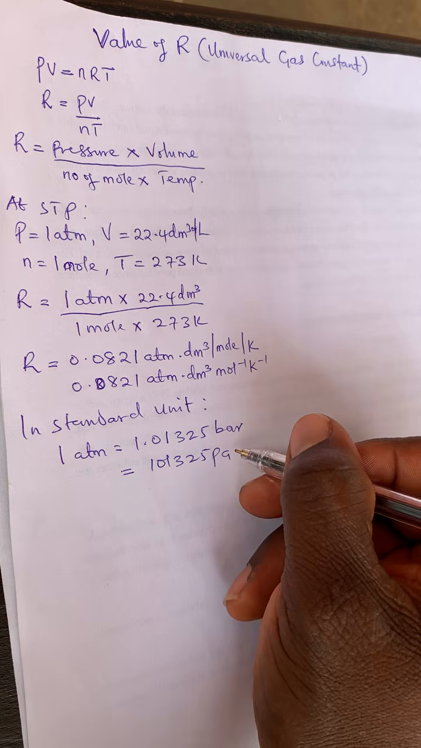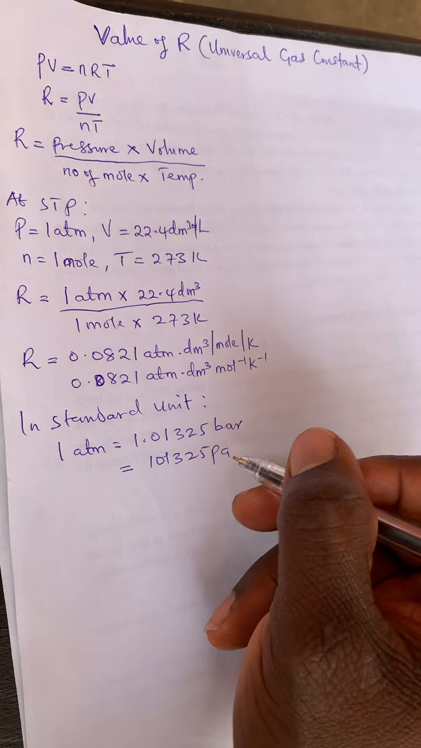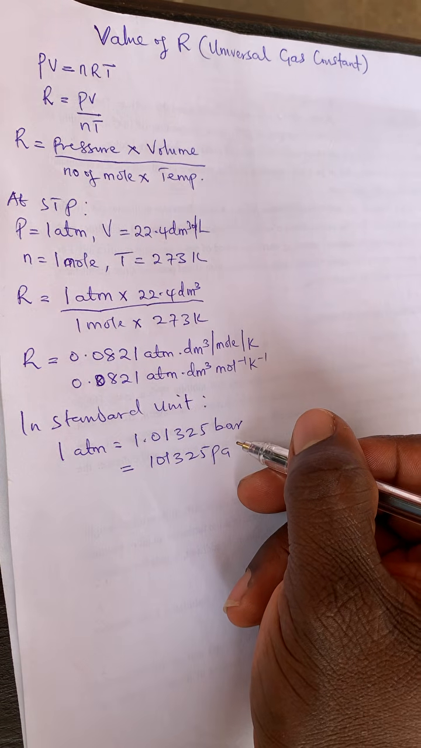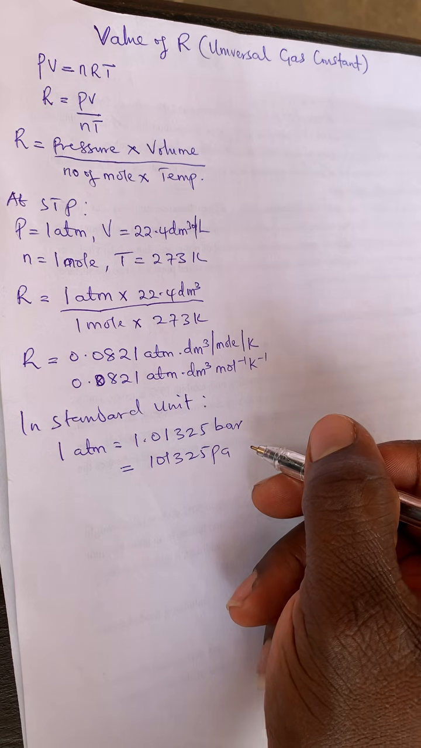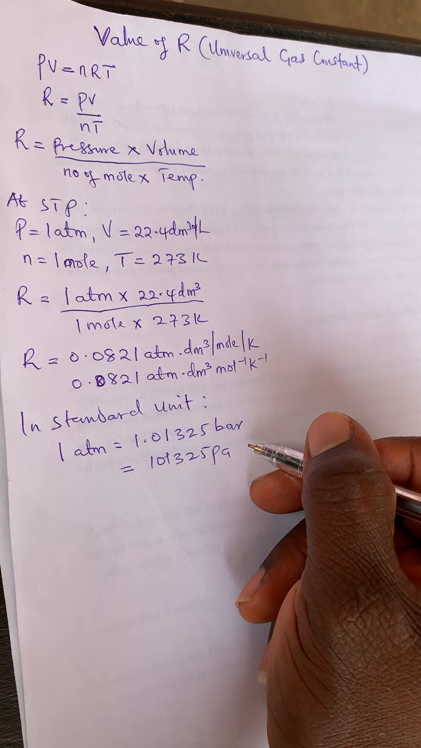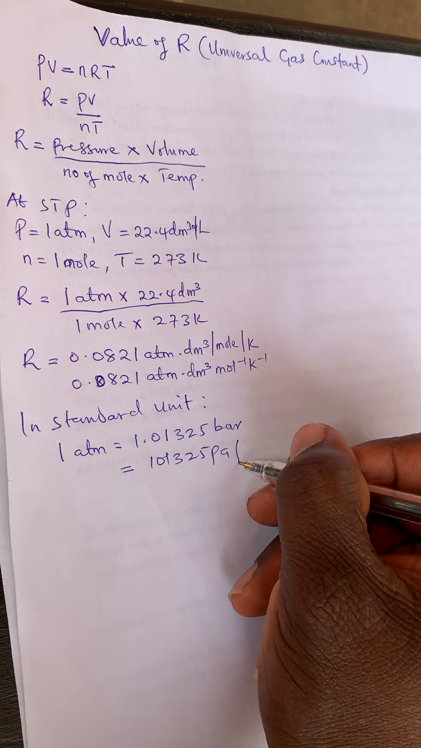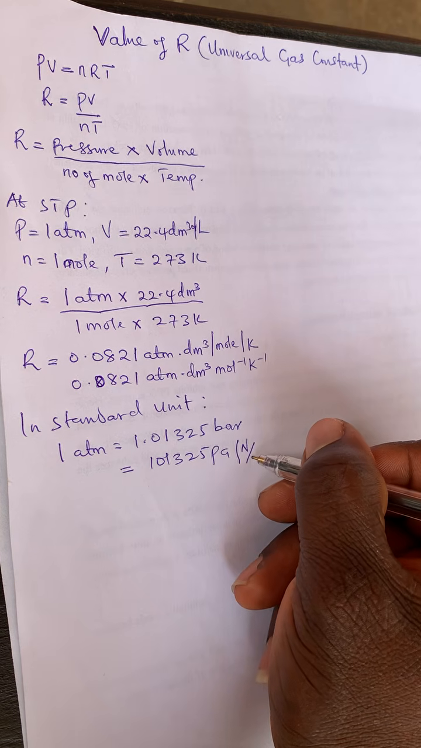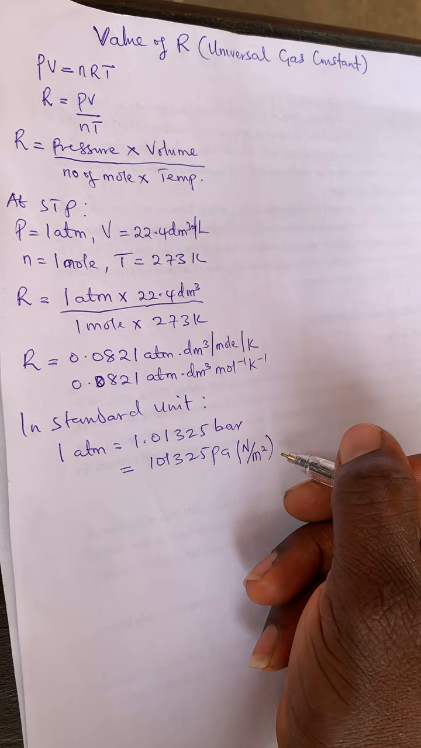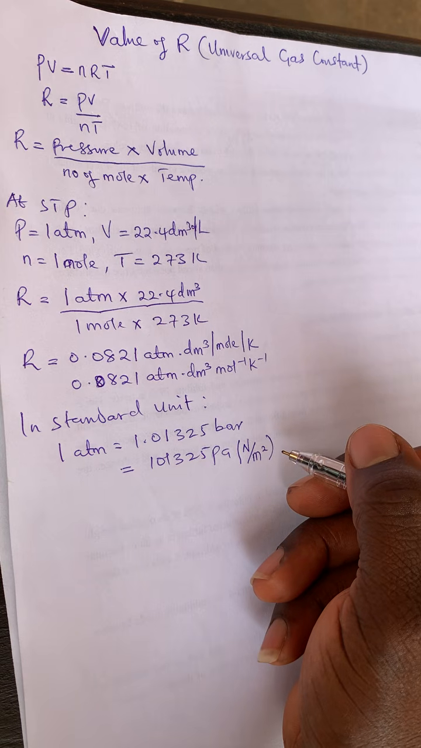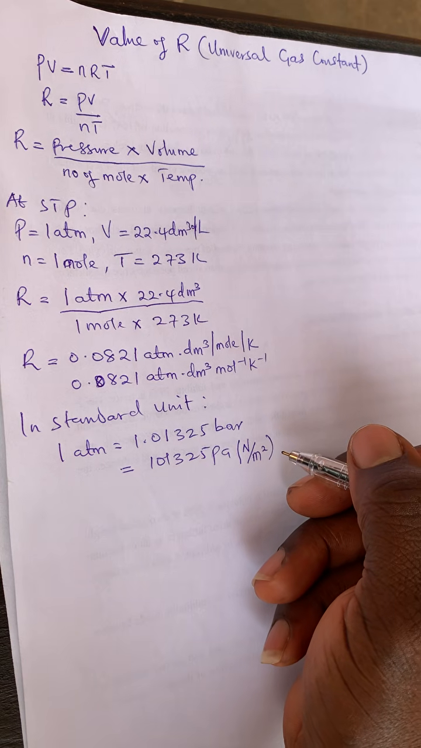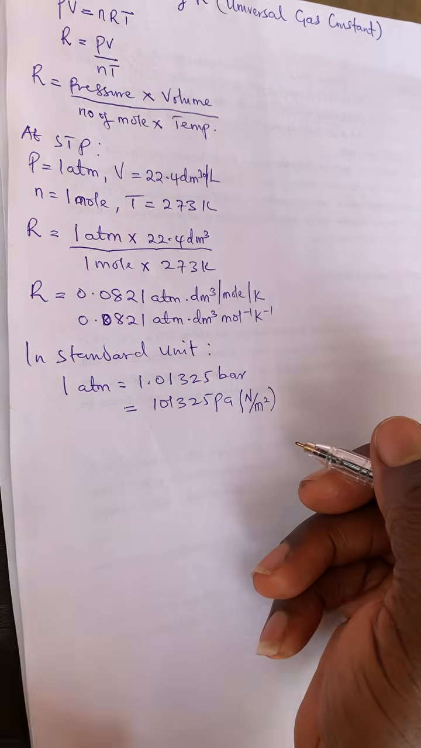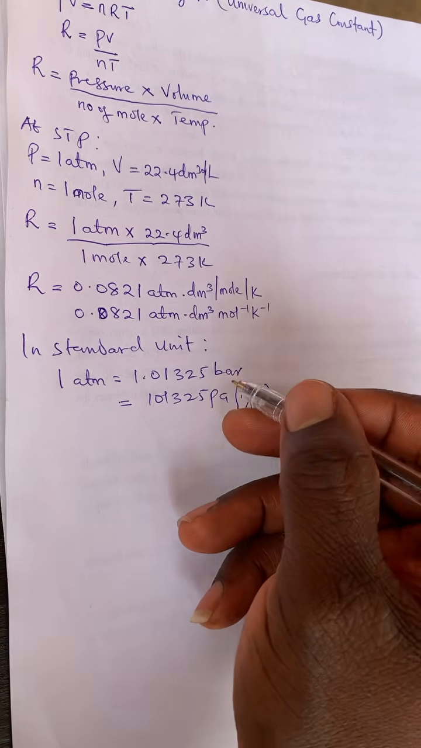And if you remember, the Pascal is pressure, force over area, that is force in Newton and area in meter squared, and that is equal to 1 Pascal. So Pascal is equal to Newton per meter squared in base units.